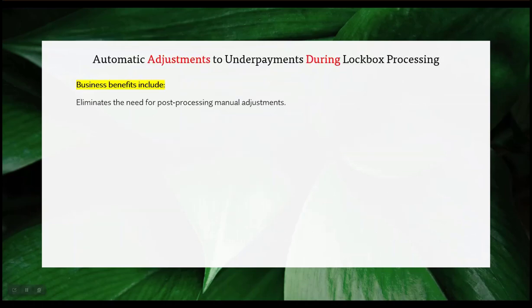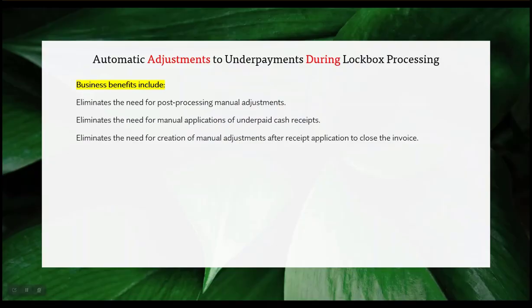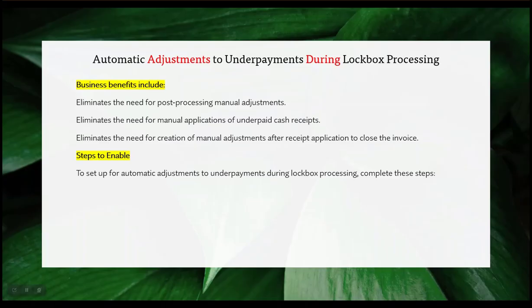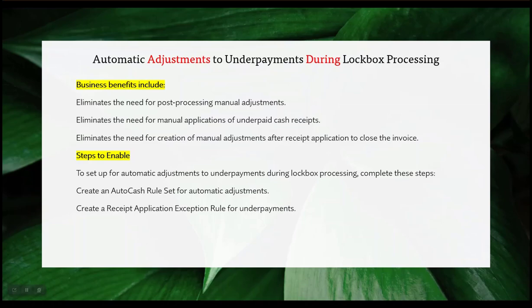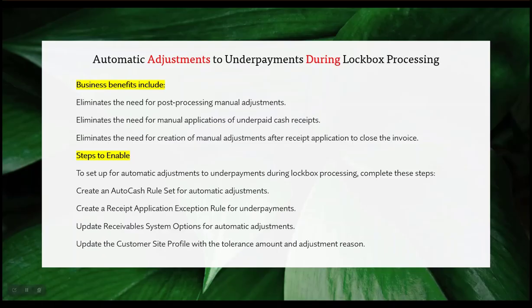Business benefits: eliminate the need for post-processing manual adjustment, eliminate the need for manual application of underpaid cash receipts, and eliminate the need for creation of manual adjustment after receipt application to close the invoice. Steps to enable: to set up automatic adjustment for underpayment during Lockbox processing, you have to complete these steps. Create an auto cash rule set for automatic adjustment, create a receipt application exception rule for underpayment, update receivables system option for automatic adjustment, and update the customer site profile with the tolerance amount and the adjustment reason.